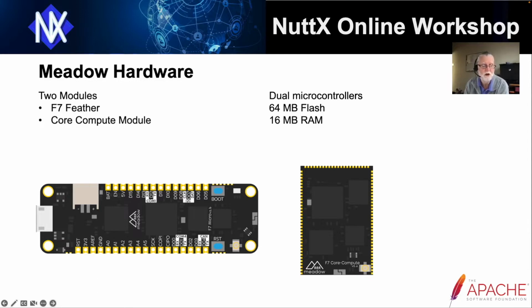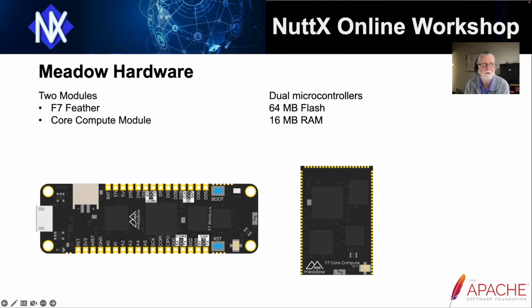The board on the right there is the core compute module. This has a larger number of GPIO pins. It's also capable of talking to Ethernet controllers and SD card interfaces. Both boards have two microcontrollers on them. They have an STM32 microcontroller as well as an ESP32.